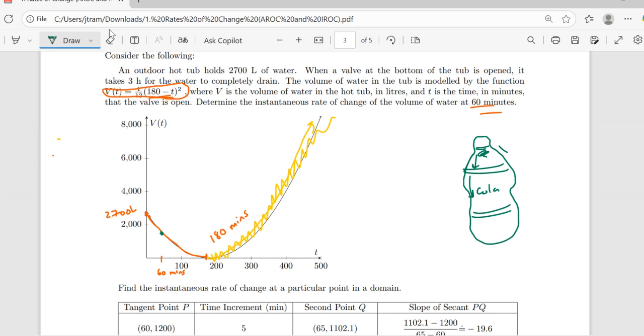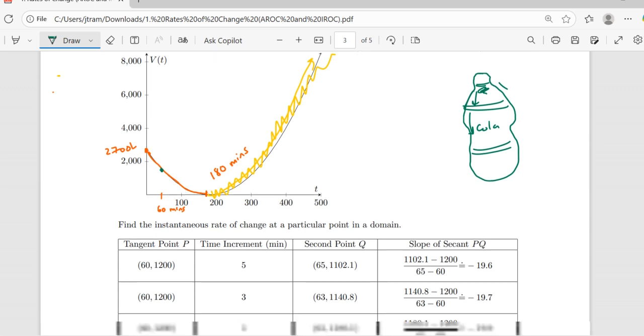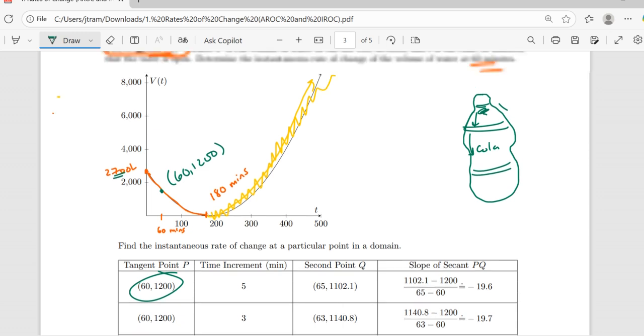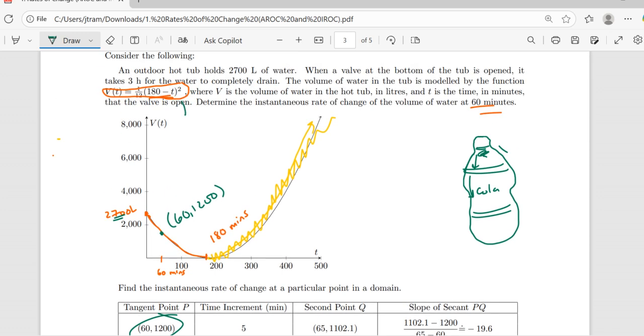How do we calculate at exactly 60 seconds? Well, let's take a look. The tangent point P is 60 and 1200, which means after an hour there's still 1200 liters left from the 2700. Where did that number come from? All we did was sub in 60 into the equation and it will give us 1200.